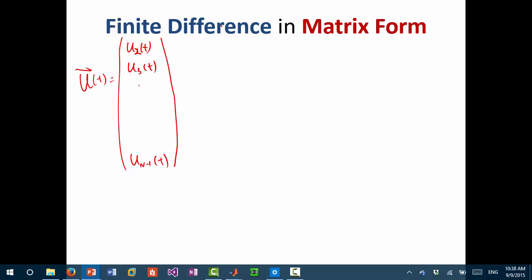Then I want to write du dt equal to A times u. That's an awfully simple form of the finite difference discretization. So what is A? Oh, sorry, and the plus B. B is also a vector, right? So now what is A and what is B?